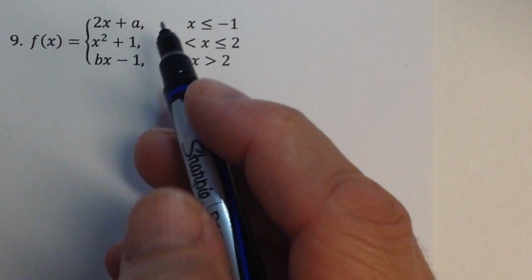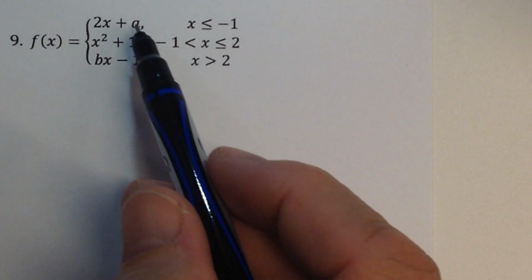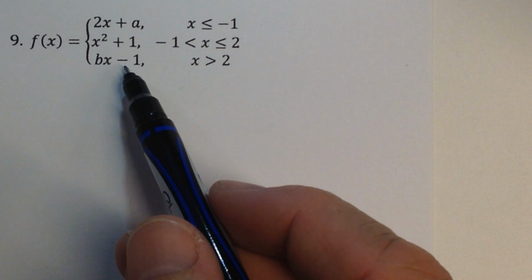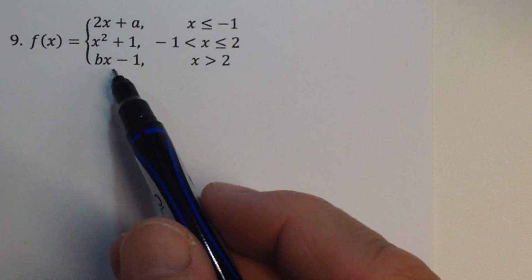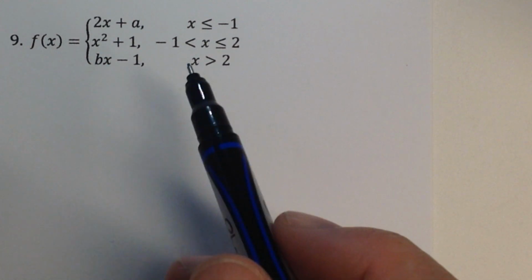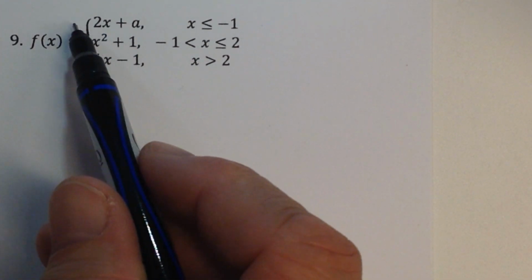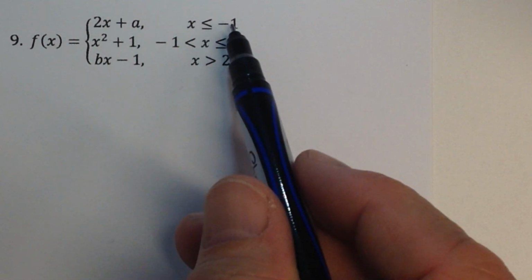First thing you should recognize is that all three of the pieces in this piecewise function are polynomial functions. Being that each piece is a polynomial function, all three pieces are going to be continuous as long as we're within the domain restrictions.